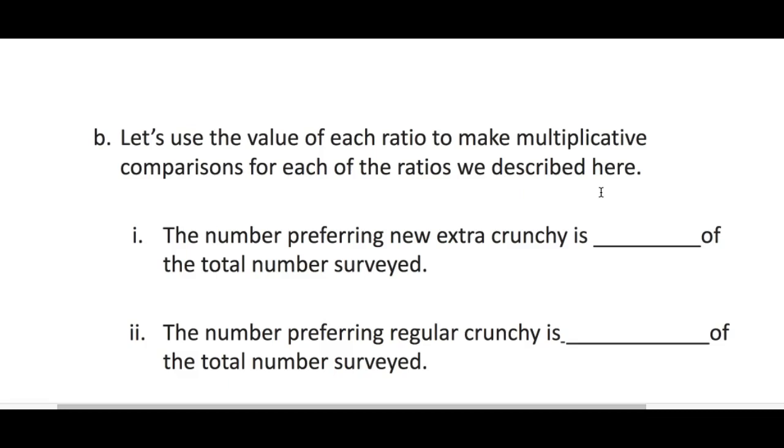Multiplicative means that they have the word "of" in our sentence. And that's it. Don't let it freak you out. The number preferring new extra crunchy is blank of the total number surveyed. So that's how our fraction is going to be. The number preferring new extra crunchy is where our numerator goes, and the total number surveyed will be our denominator. So now that we know that, you can just fill in the information.